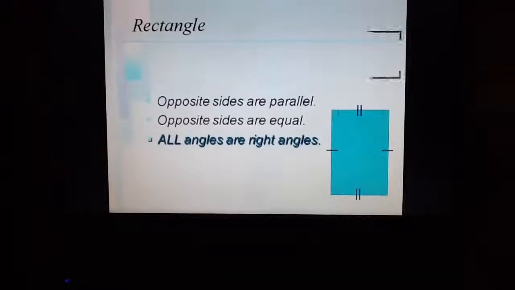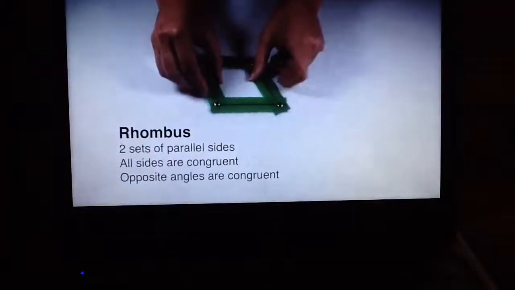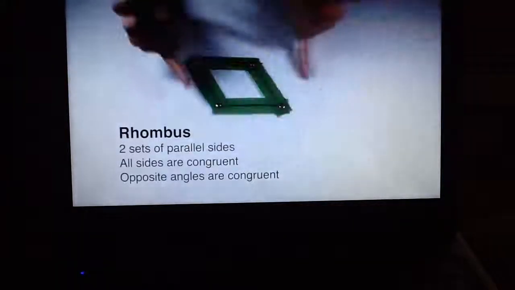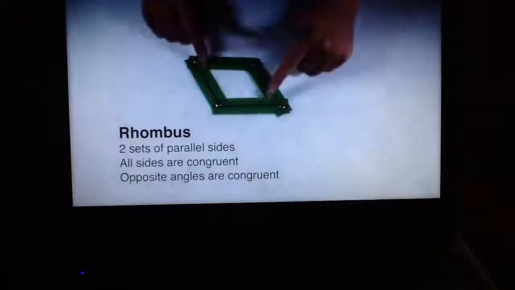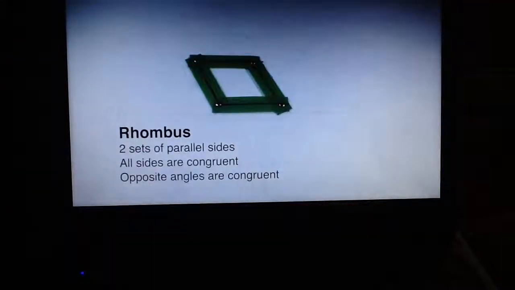So that means that the rectangle has all the same properties of the parallelogram. On a rhombus, we have opposite sides that are parallel, and we have opposite angles that are congruent. However, instead of just having opposite sides be congruent, we have all four edges that are congruent.